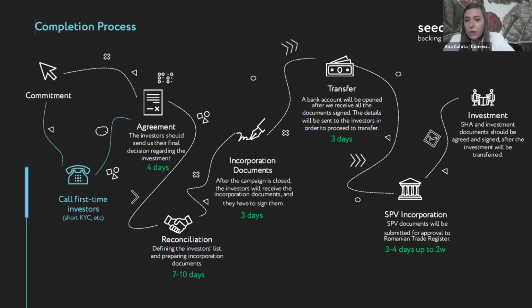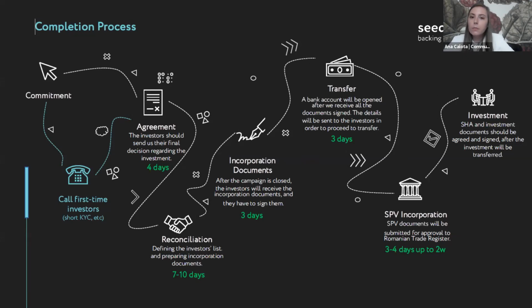These operational costs will assure the accountant, the headquarters, and all the other administrative tasks. These costs will be transferred along with the investment. Usually they are transferred in lei because the SPV is incorporated in Romania, but for foreign citizens, we may accept also euro.